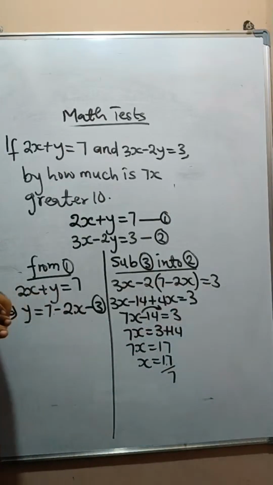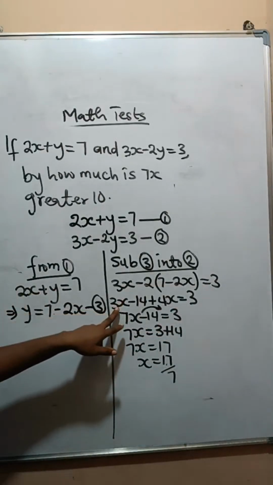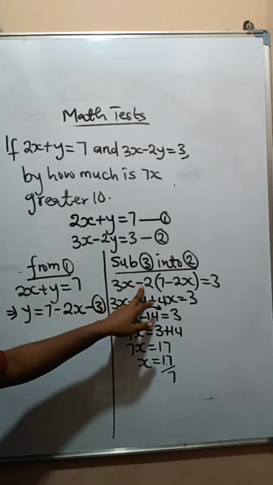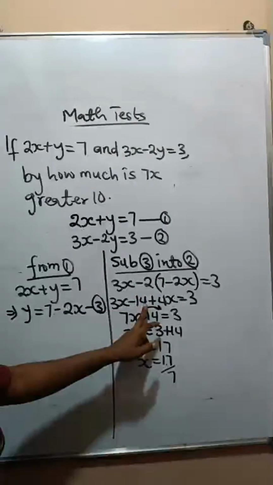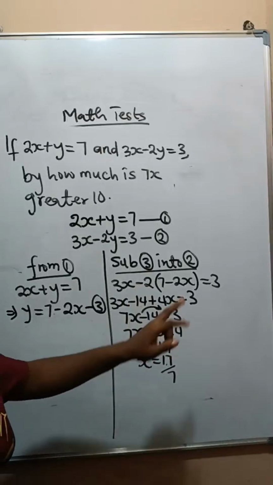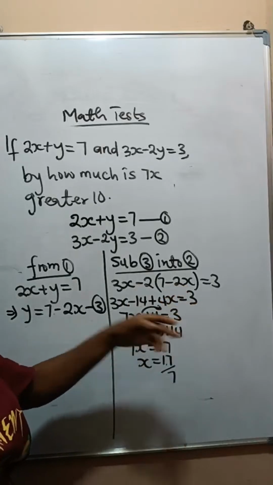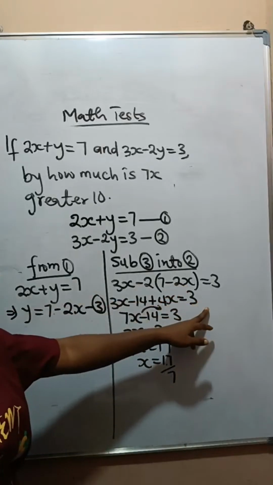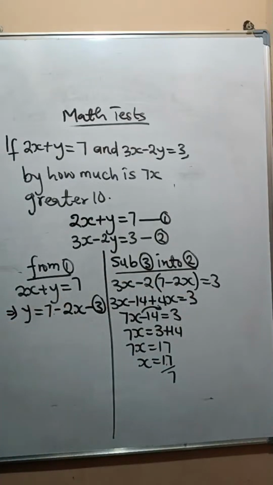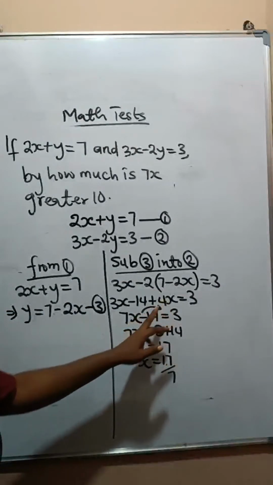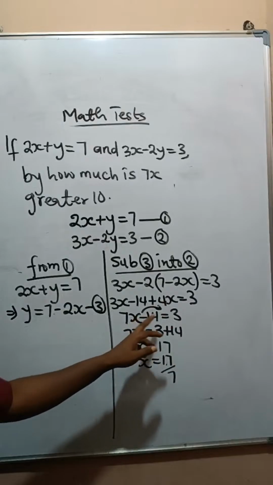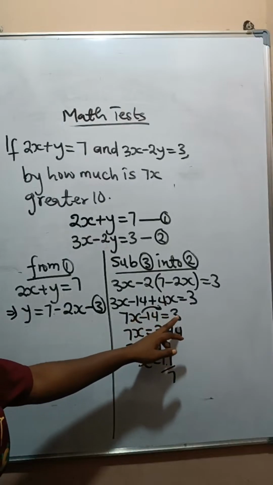Let me know. So here we have 3x minus 2 times 7 is minus 14. Minus 2 times minus 2x is plus 4x is equal to 3. Okay, so we have 3x plus 4x, that is 7x, is equal to 3 plus 14.